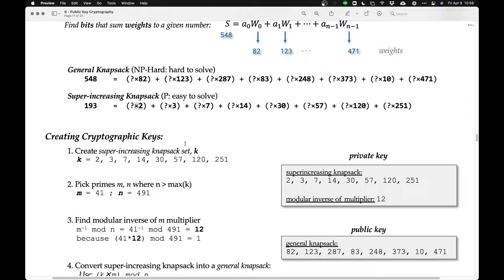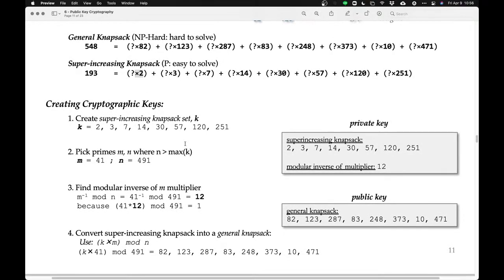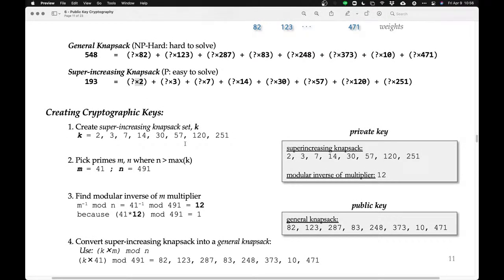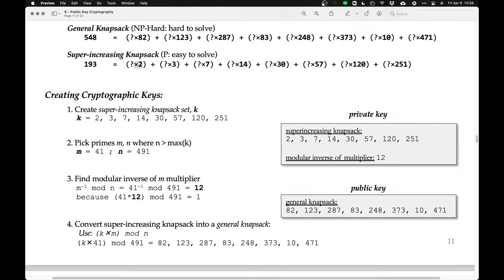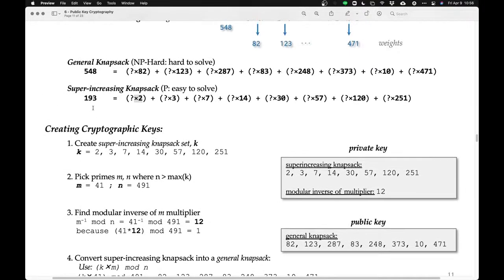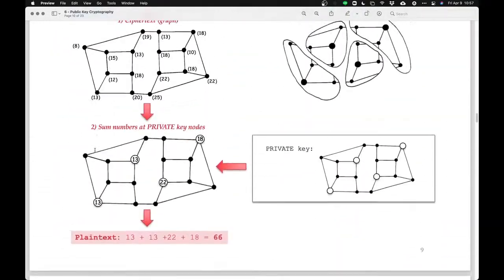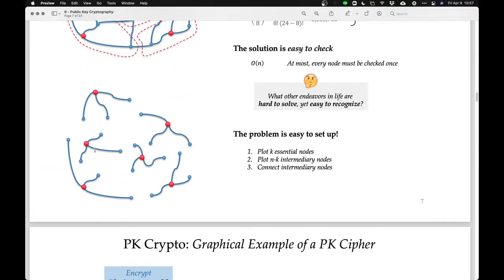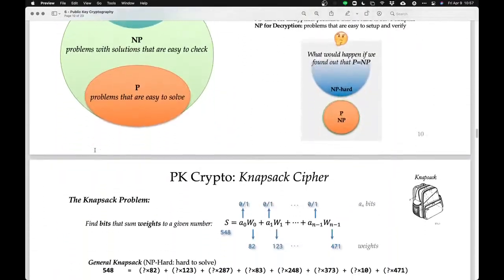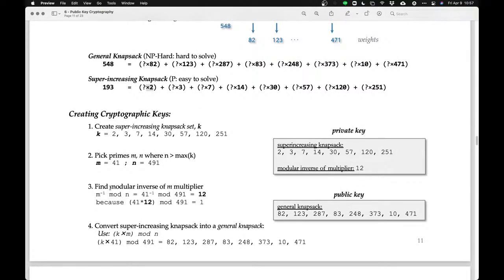But let me just briefly, and I'm not going to go into the math of this, tell you that these two knapsacks are actually related to each other. How? To generate these, you first start by creating a super increasing knapsack. That's easy to do. Anybody could create a super increasing knapsack, just like anybody could create this problem by starting with the solution first. Just start writing down some small numbers, add them up, and make sure the next number is bigger than all the previous numbers added up. That's easy to do, right? Everyone with me so far?